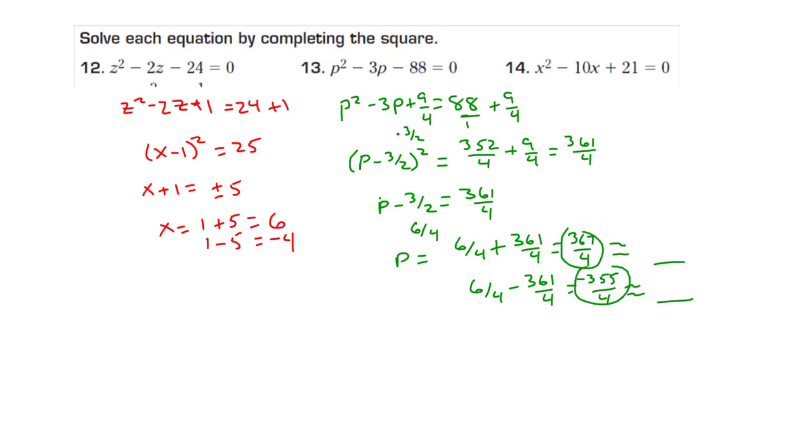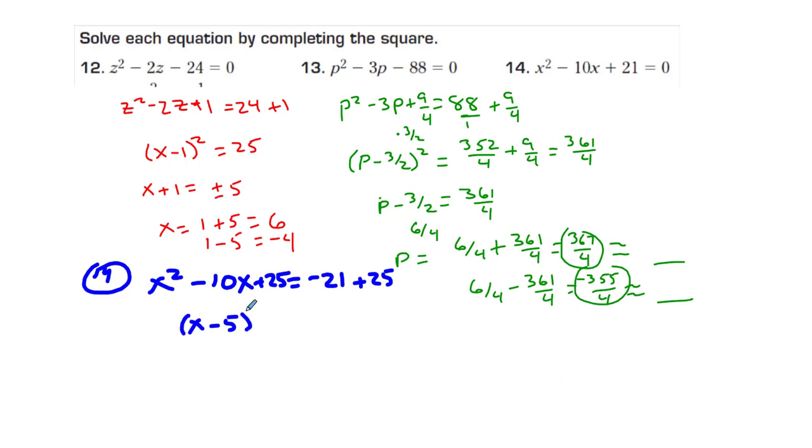Now for the third one, completing the square on that one. We're going to move the 21 over, and it's going to become a negative 21. And we got x squared minus 10x equals minus 21. Half of the middle is going to be a negative 5. Square that, it's going to be a plus 25. Plus 25 over here. This is going to factor into x minus 5 squared. And on this side, we're going to have 4.